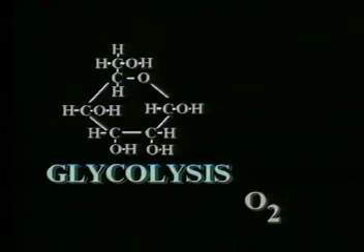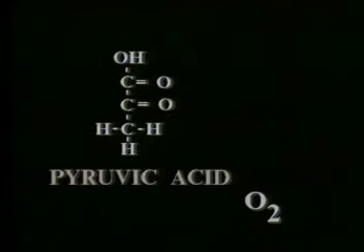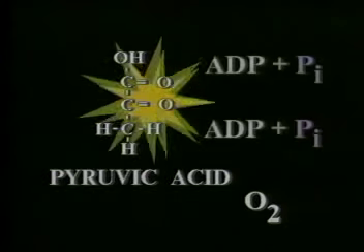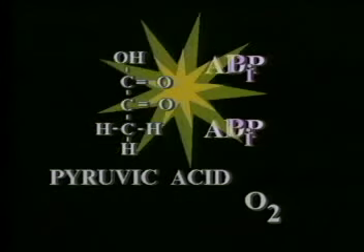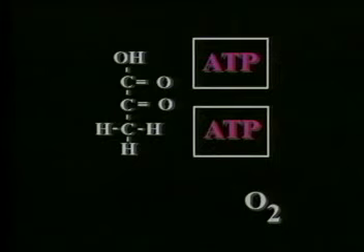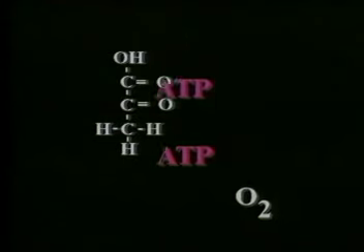Glycolysis begins as glucose is broken down into molecules of a simpler compound called pyruvic acid. This releases free energy. The free energy is used to bond 2 ADP molecules to 2 molecules of inorganic phosphate, yielding 2 molecules of ATP. Next, the pyruvic acid passes into a minute cellular organelle called a mitochondrion.